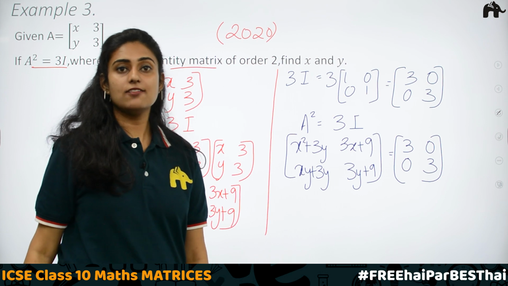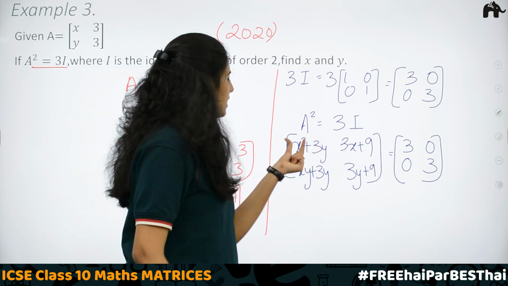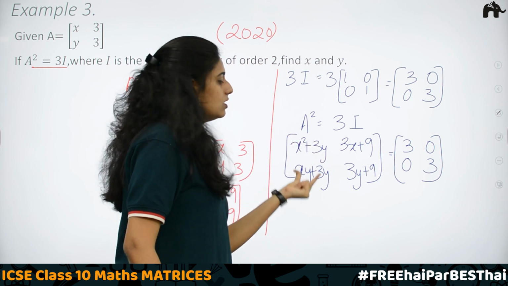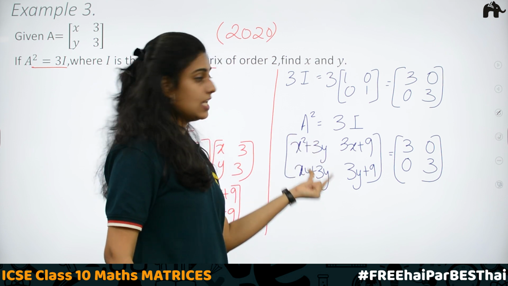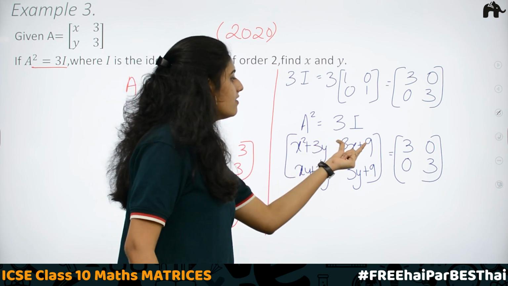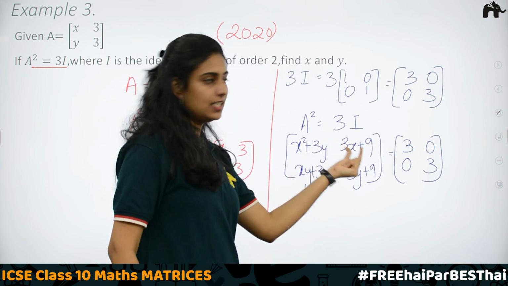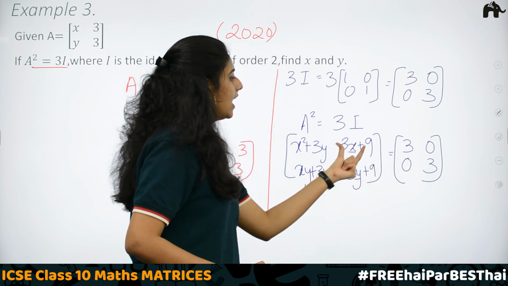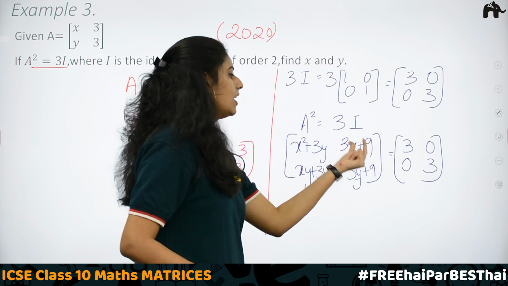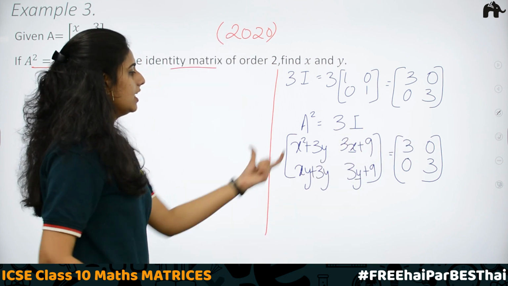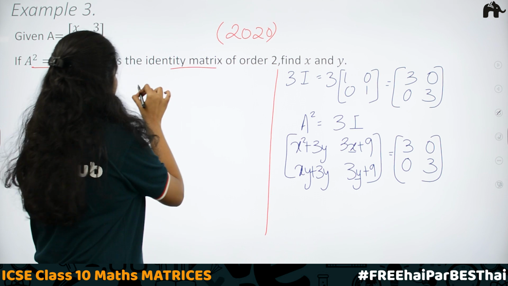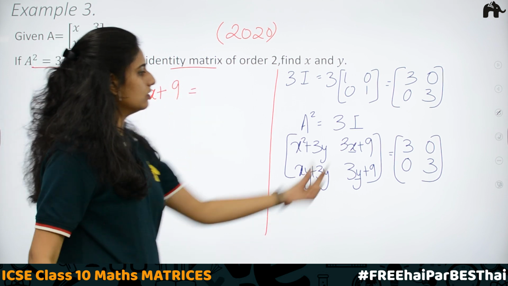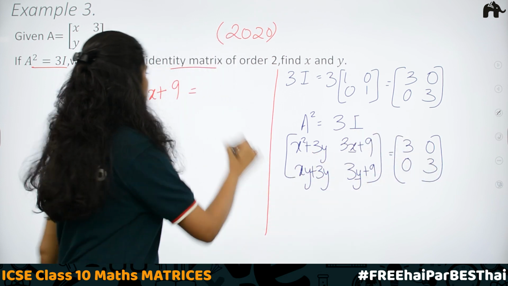From this we can find the values of x and y. Here this term contains both x and y. If you take these two terms, we will have to solve linear equations in two variables to get the answer. But we have terms containing a single variable. Here we have only x, here we have only y. So we will take these and the corresponding elements to find the values of x and y. So here we are taking the second element, 3x plus 9 is equal to, the corresponding element here is 0.